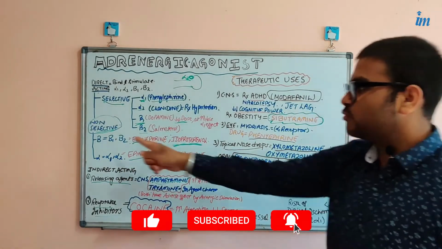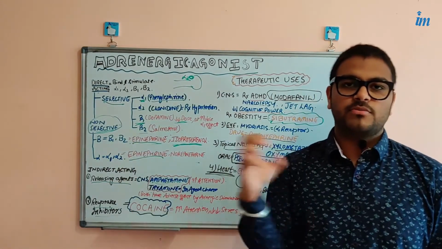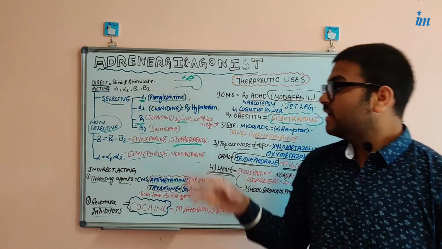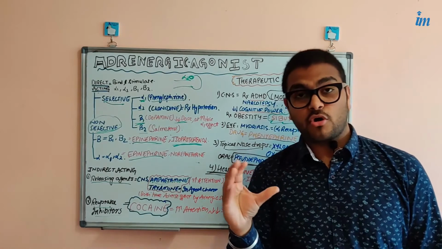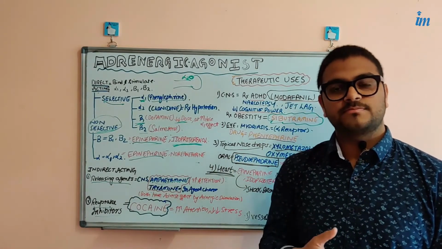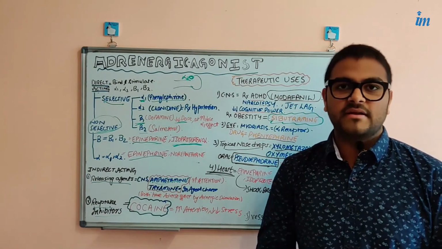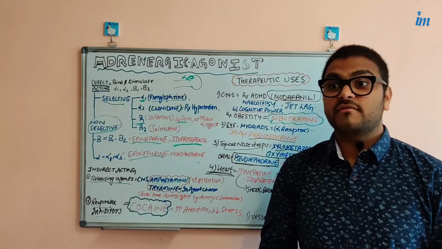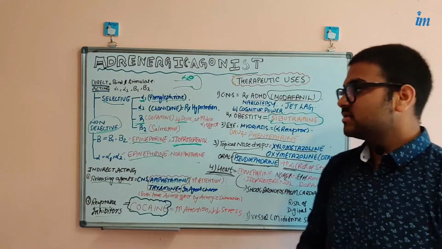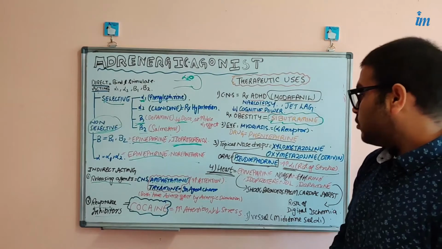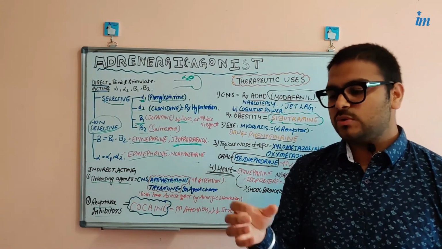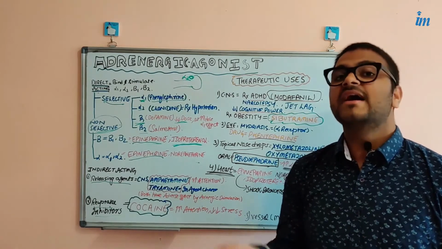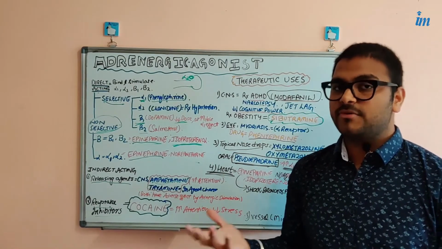So epinephrine stimulating the beta 1 receptor in your heart will produce increased heart rate. Stimulating the beta 2 receptor in your lungs will produce bronchodilation, so increased airflow, and thus it can be used for the treatment of collapsed bronchi. Also, it will act on alpha 1, so it will constrict the peripheral blood vessels and will increase the diastolic blood pressure.